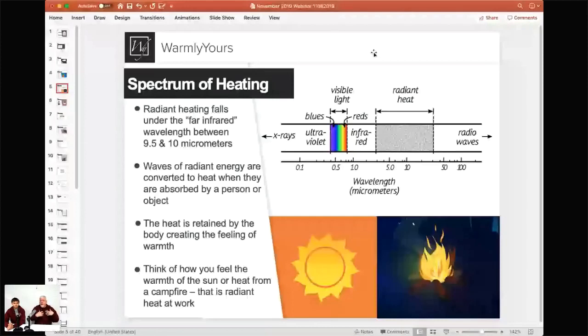It's not going to get to you. So it's kind of like line of sight. So what we're talking about here, the spectrum of heating, is really for radiant panels and for floor heats. It's the same spectrum. So let's talk more about these types of heating.